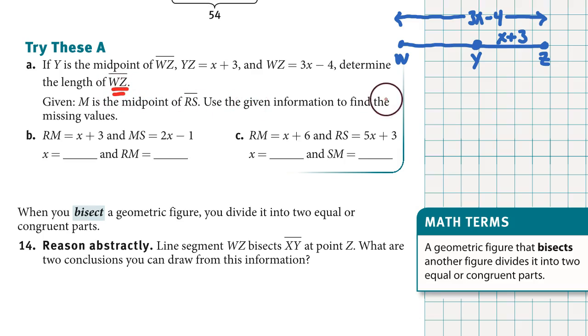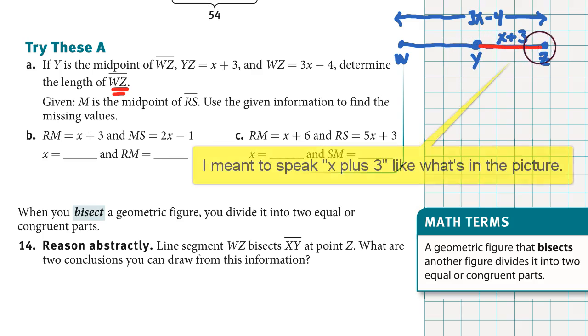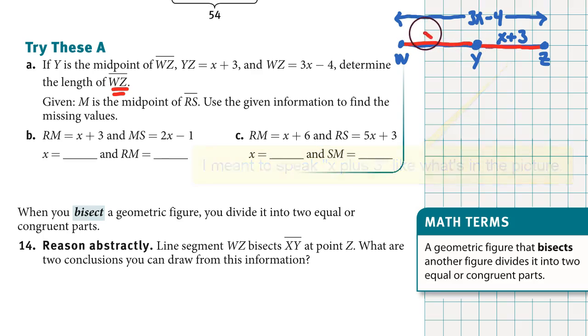I have drawn this picture to help me visualize. I started by drawing segment WZ, putting Y exactly in the middle. And then I labeled the values that were given. From Y to Z is x plus 3. The entire distance across is 3x minus 4. Now, if this part is x plus 3, how long is this part? It's also x plus 3, because Y is the midpoint. That allows me to make an equation.